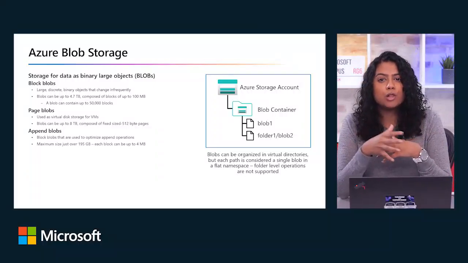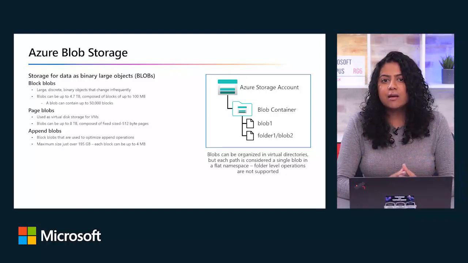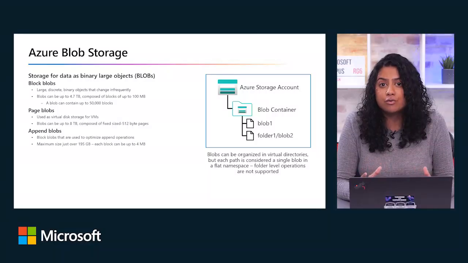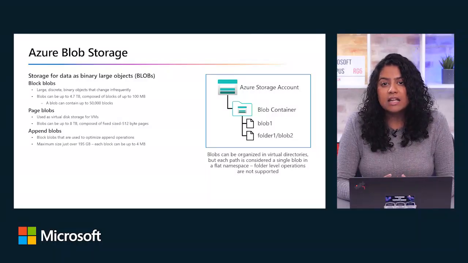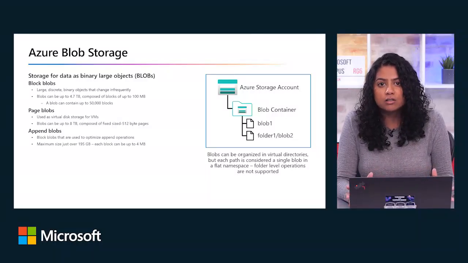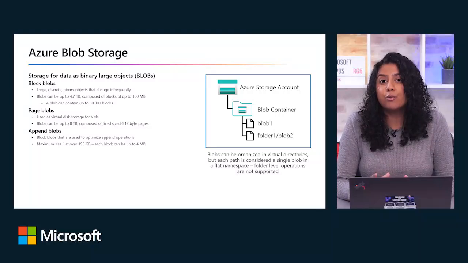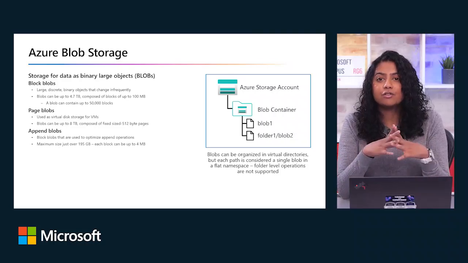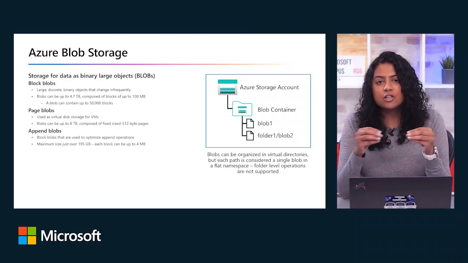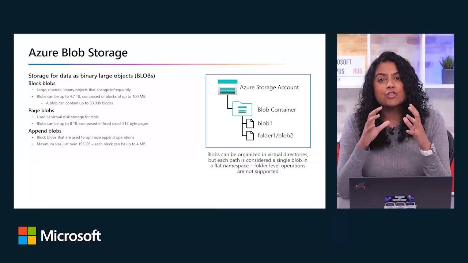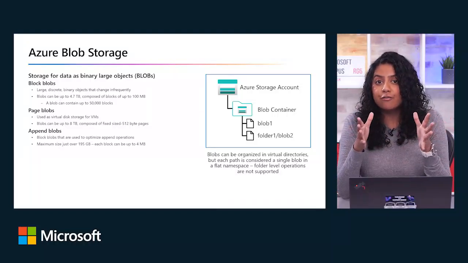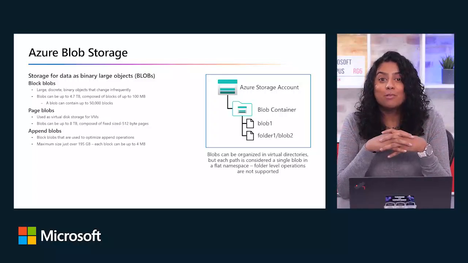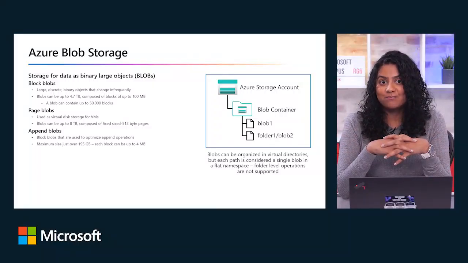First up, we've got block blobs. Imagine them as stacks of blocks, each capable of holding up to 100 megabytes of data. A single block blob can have up to 50,000 blocks, which means it can grow to a whopping 4.7 terabytes. These are perfect for storing large, unchanging files like videos. So if you're uploading cat videos in 4K, no judgment, block blobs are your friend.